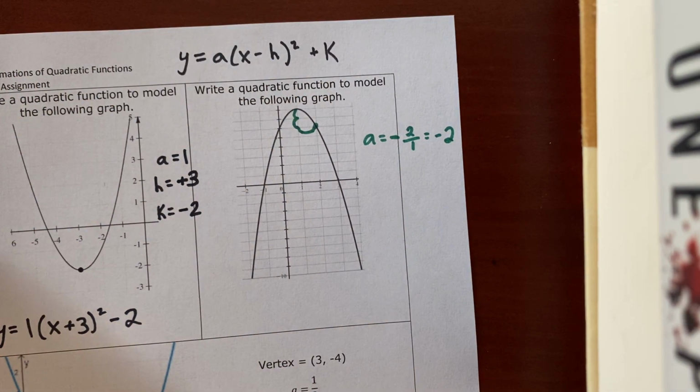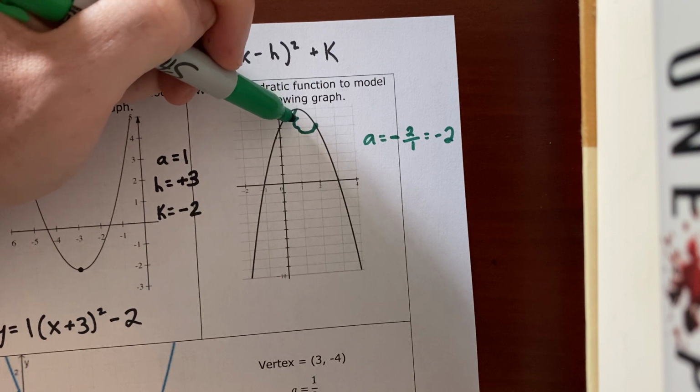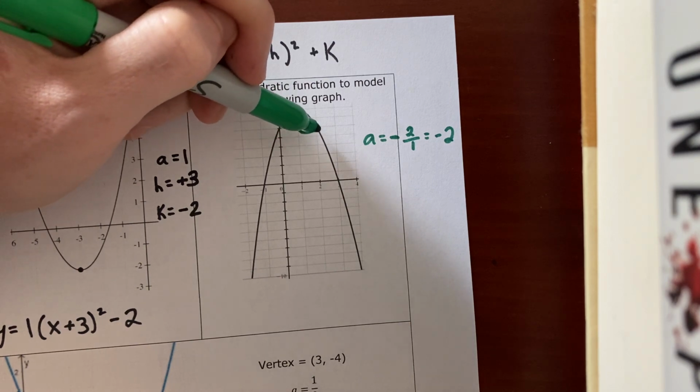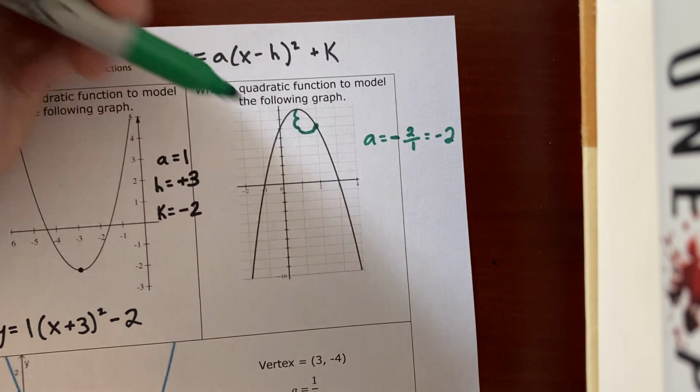All right, so it's just like doing a slope. You always start at the vertex and you figure out how many times you have to go down or up and over before you hit your parabola again, but only do it one time. It is not a consistent number.